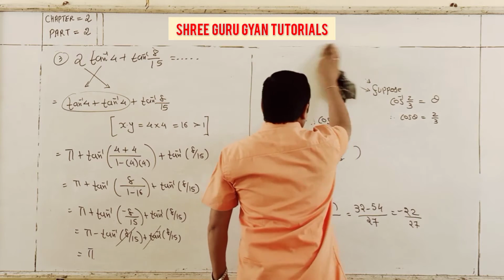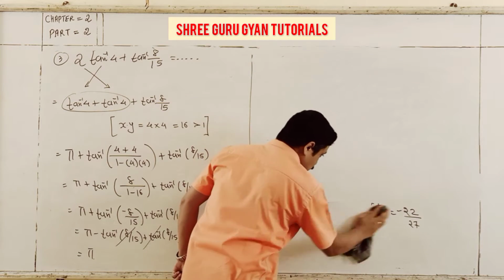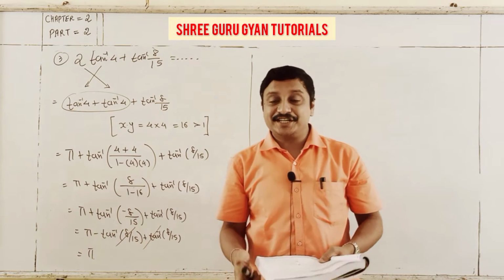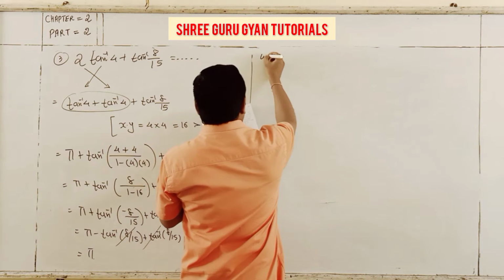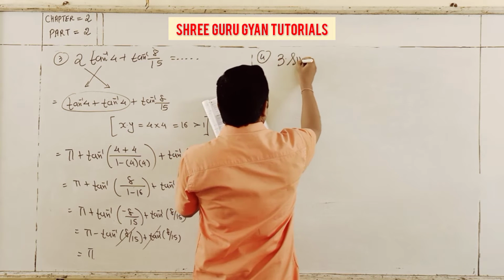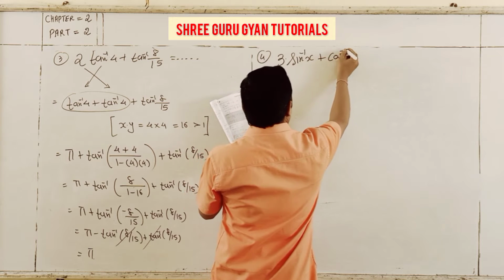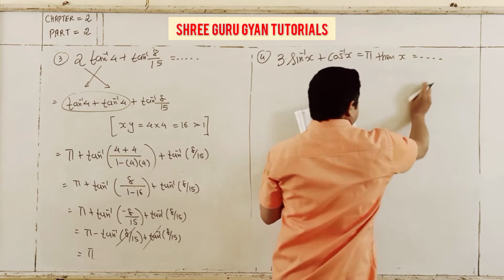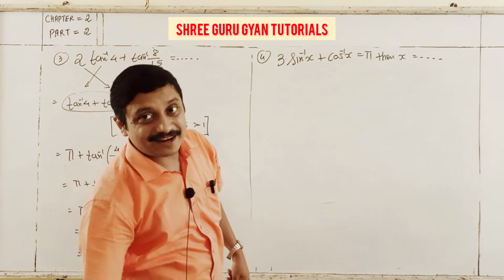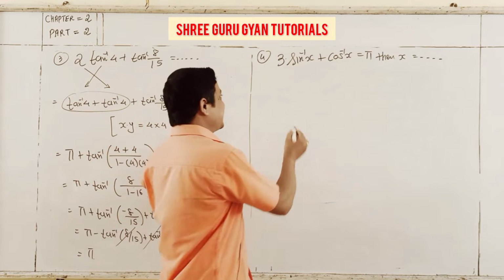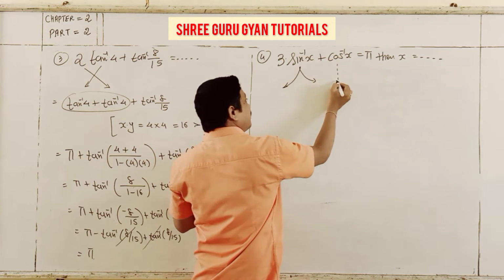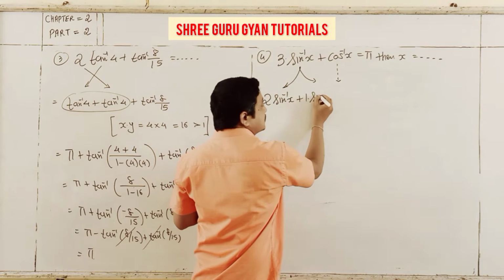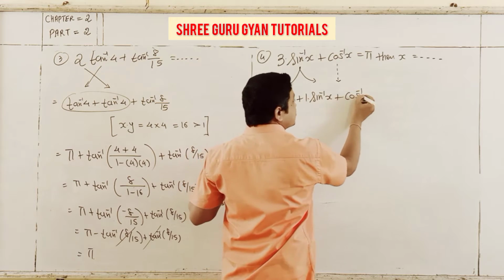Now moving towards the next one, question number 4. Yes, that is also interesting. This is important for exam level. 3 times sin inverse x plus cos inverse x is pi. Then asking x is dash dash dash. That type of question I also explained in the last video. Yes, this I have written. To compare with this, 2 times sin inverse x plus 1 times sin inverse x.